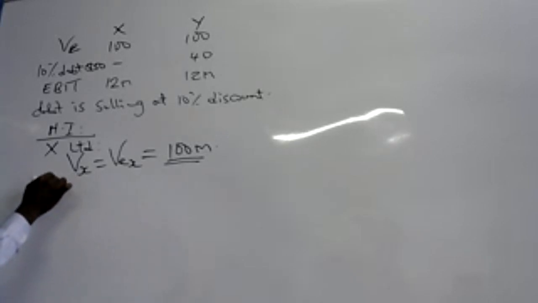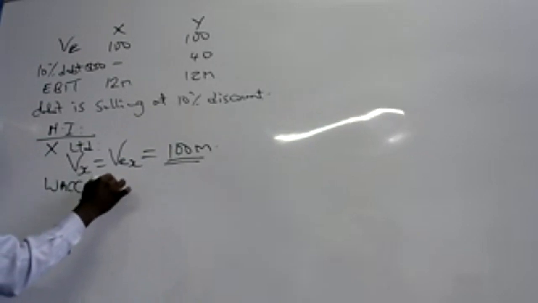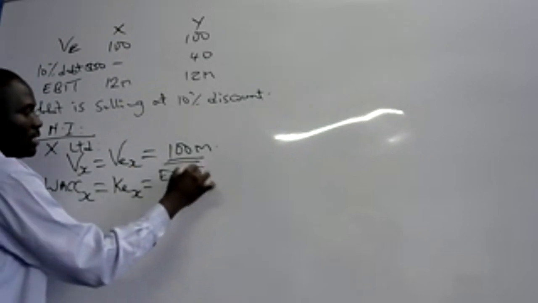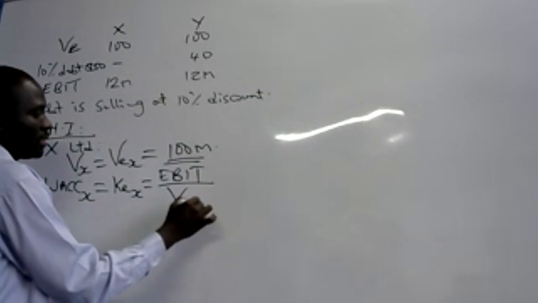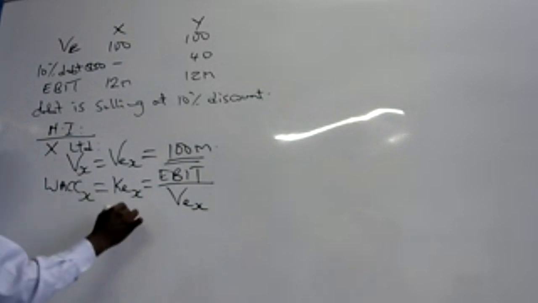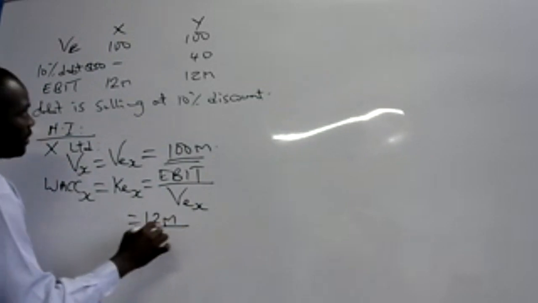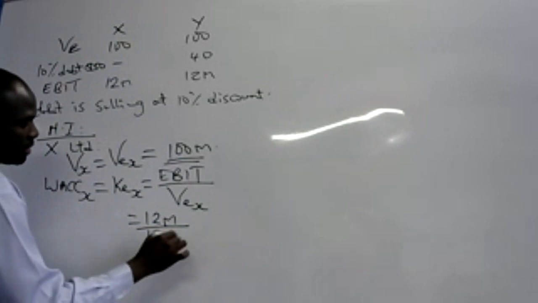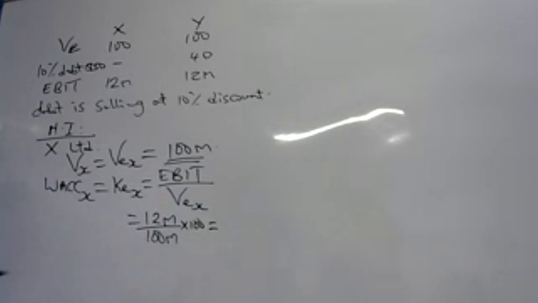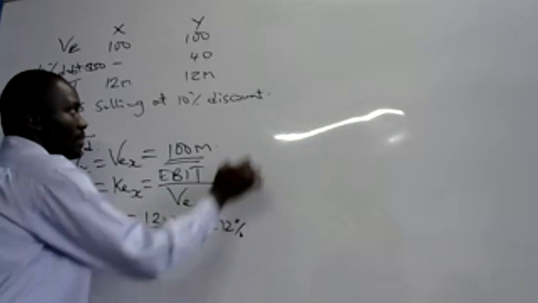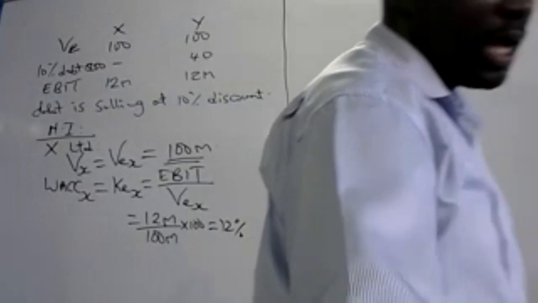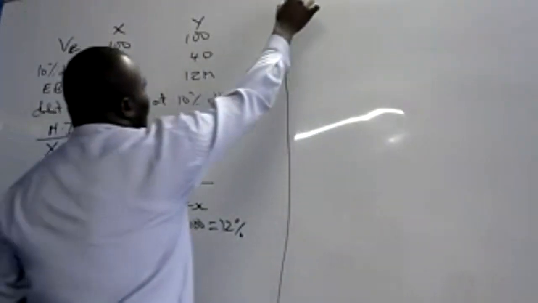Then of course, the WACC of X equals what? The cost of equity of X, which equals EBIT divided by what? The value of equity, right? Our EBIT is how much? And our value is how much? 100 million. So what is the cost of equity, WACC? 12%. That is our X. Then Y limited.